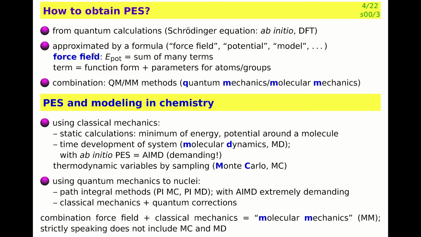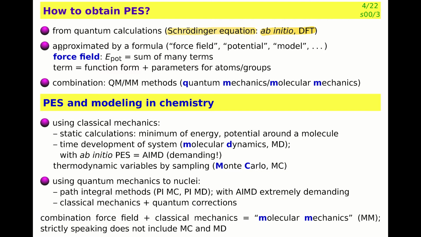There is a question: how to calculate, how to obtain the potential energy surface? There are two basic options how to do it. The first one is quantum chemistry. These methods are based on the Schrödinger equation. There are several approximations to this equation. I will not speak about details, it's beyond the scope of this course.